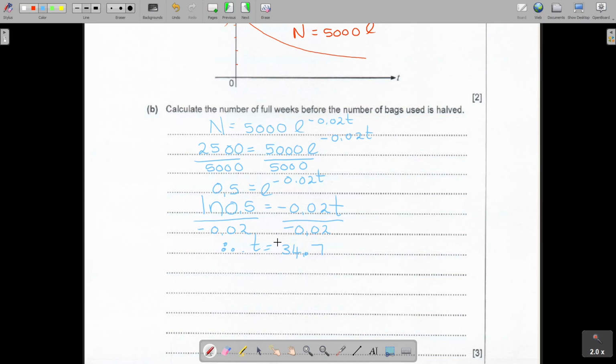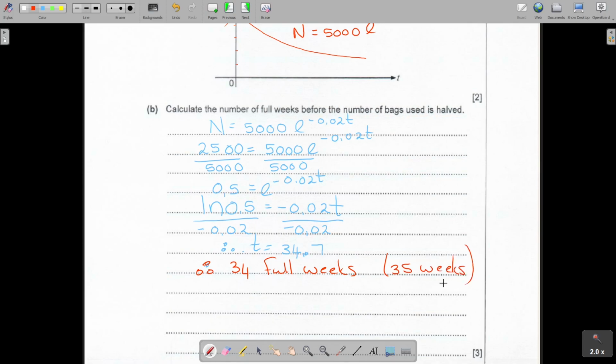Okay, but now if you look in this question, so by 34, but they were actually nice. They took both answers correct. They accept 35 also, because the question is to calculate the number of full weeks before the number of bags used is halved. So after 34 weeks, in that next week, it will halve. So you could have said, but full weeks, you cannot stop with this answer. They say full weeks. So therefore, 34 full weeks. But as I said, they also accept 35 weeks as an answer that I see in the memo.